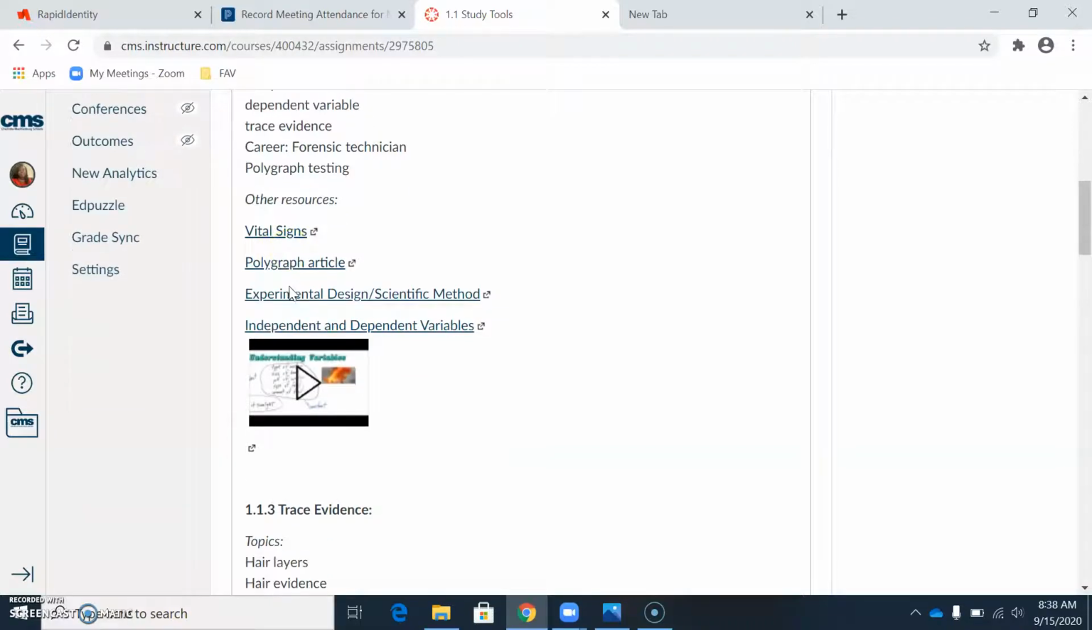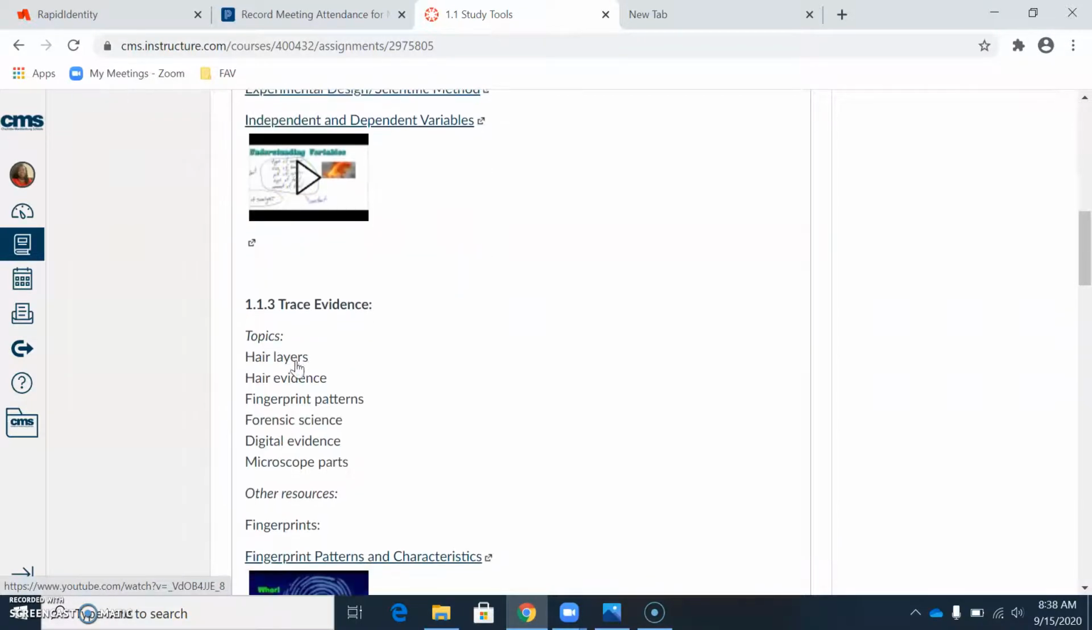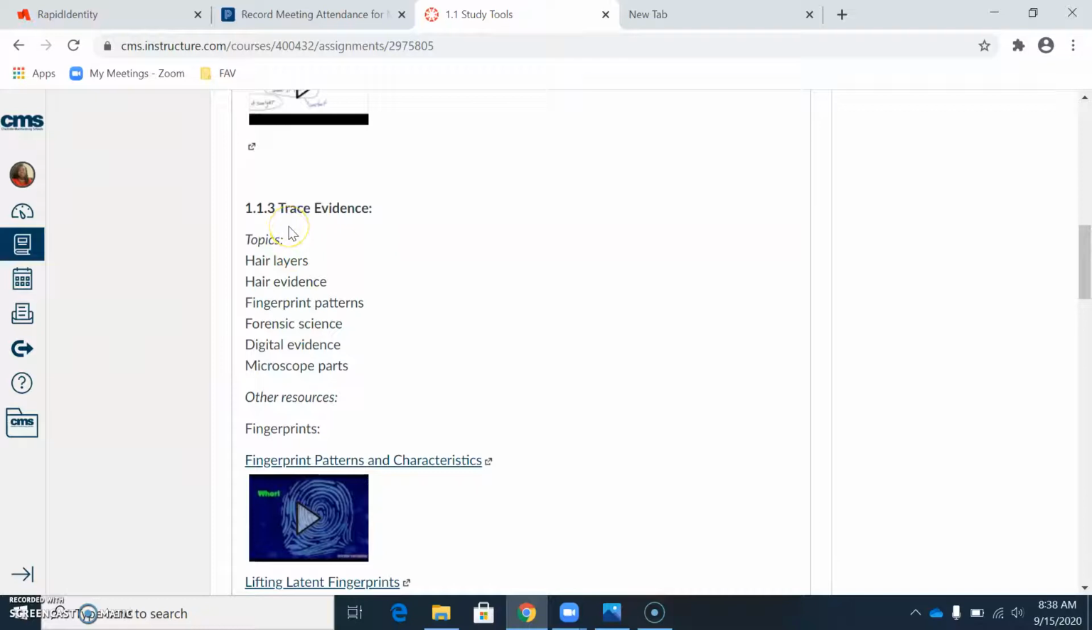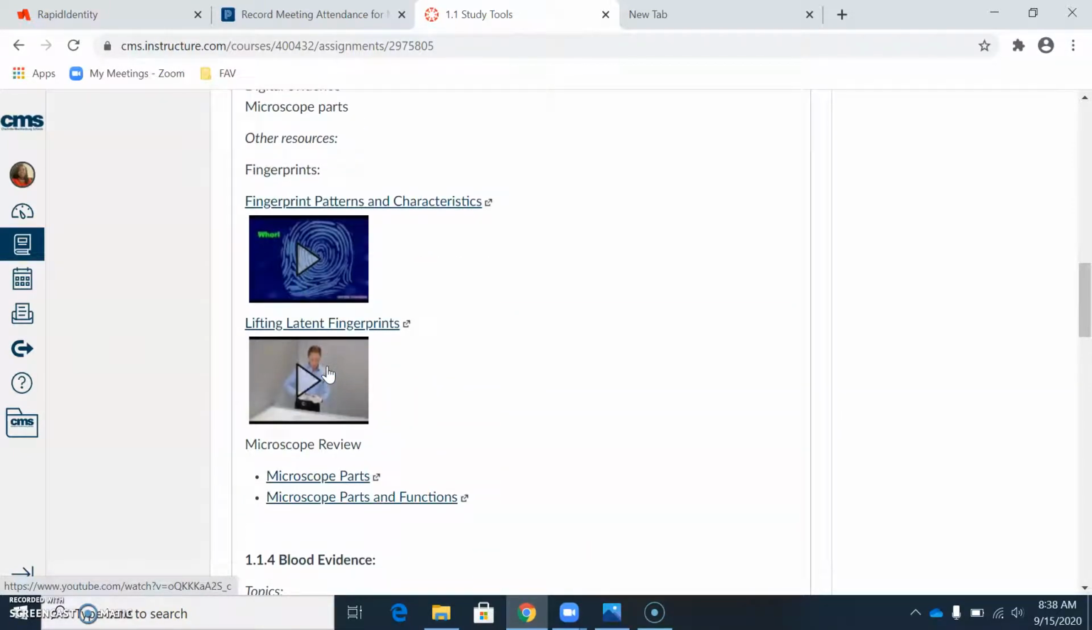For resources, there are some articles and also some videos that you can access, and you can just click on all of those things. Then we moved on to 1.1.3, which was the trace evidence. That dealt with hair, fingerprints, digital evidence, stuff like that. And again, you have some videos that go over fingerprint patterns and characteristics, which is important for your test, as well as how you would actually take fingerprints.